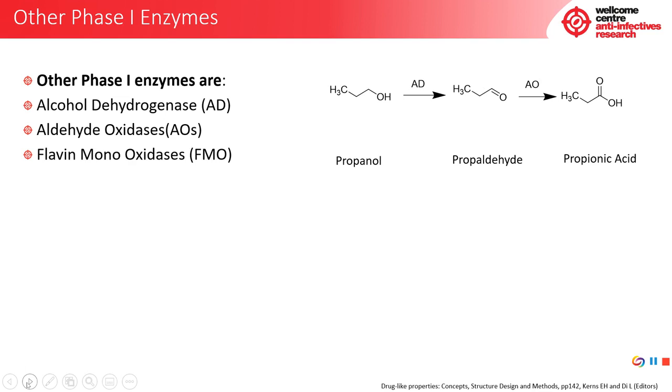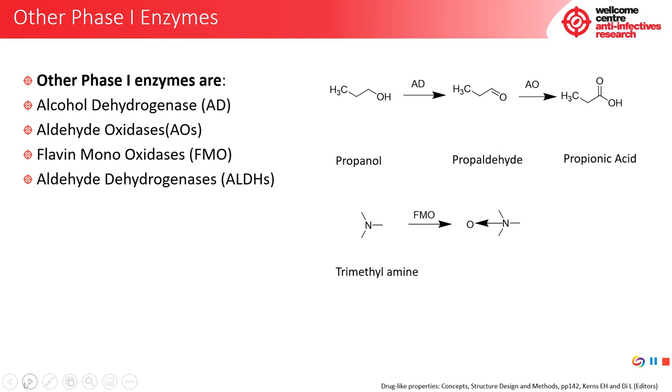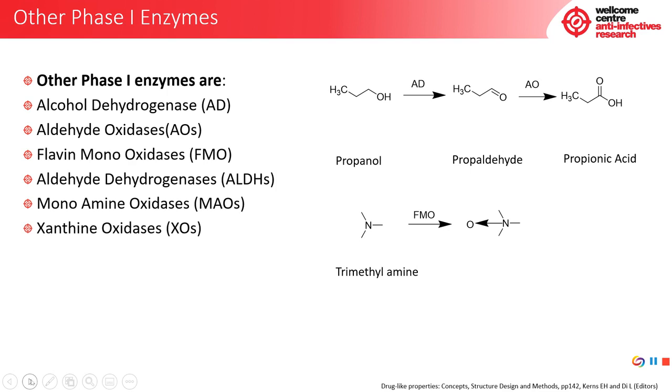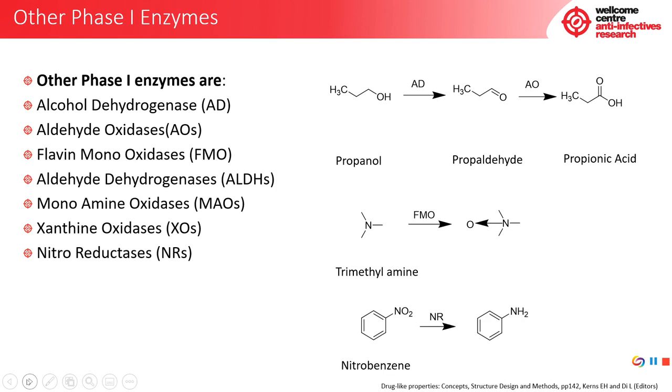We have flavin monooxygenases, which can oxidize trimethylamine to form trimethylamine N-oxide. We have aldehyde dehydrogenases, ALDH, monoamine oxidases, MAO, and xanthine oxidases. Nitroreductases, which are capable of reducing nitrobenzene to aniline. And azoreductases. And finally, we have esterases and amidases.